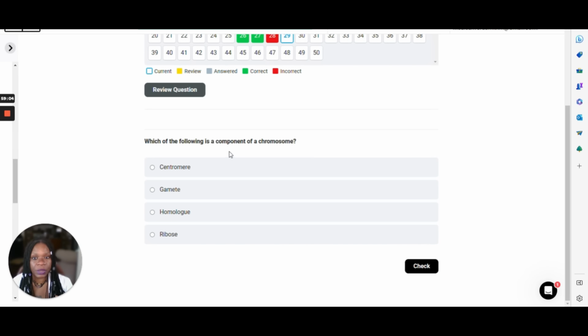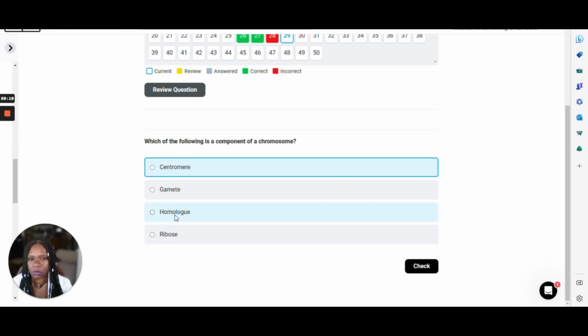Which of the following is a component of a chromosome? Is it a centromere, gamete, homolog, or ribose? Let's go with centromere, because ribose is going to be referring to a sugar.